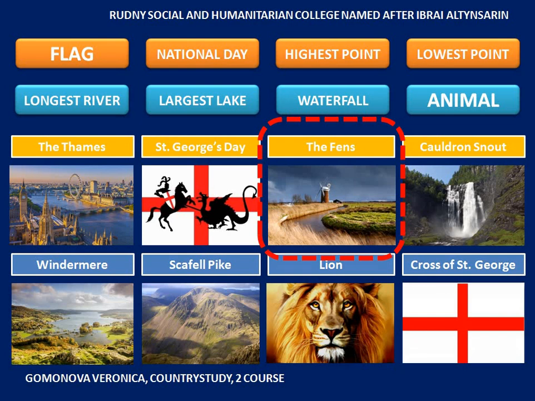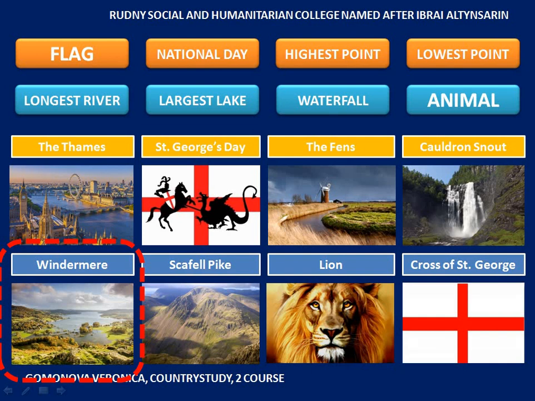The next one is the longest river. Of course, the longest river in the country is the Thames. You know that London is situated on the banks of the Thames. The next one is the largest lake, and the largest lake is called Windermere. Windermere is located in the Lake District, and it is 66 meters deep.